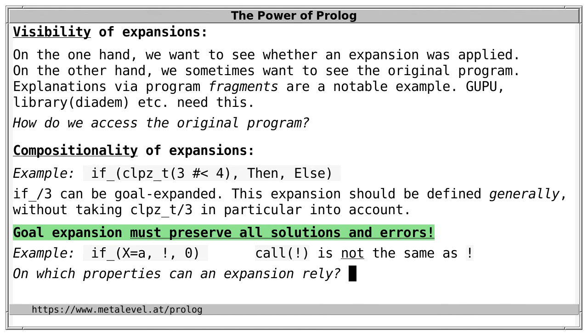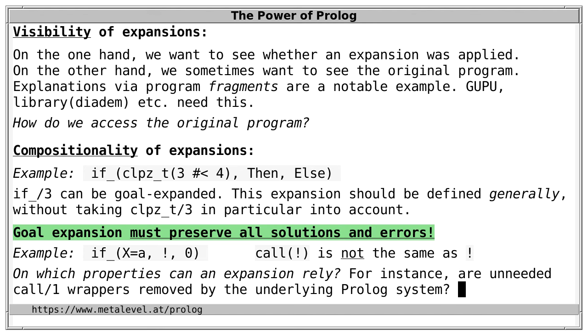And then it's good to know on which properties can we rely. For instance, are such call wrappers automatically removed when they aren't needed? If so, then it simplifies our expansion code. Because even if we are overly cautious with the wrappers, then the underlying system will keep the code efficient. And that's good, of course, if we can rely on such properties.